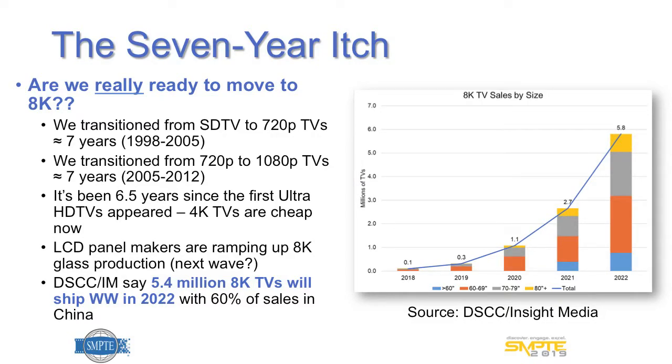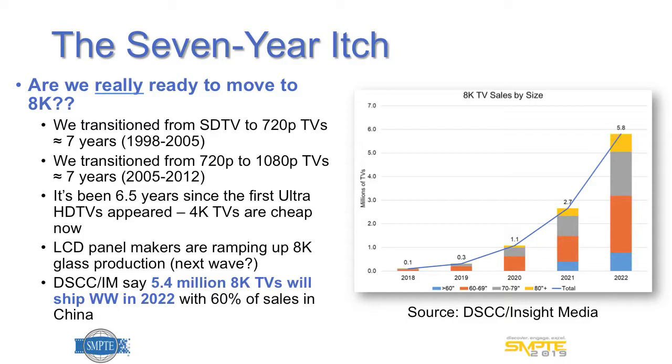Well, think about this for a minute. These are rough timelines. We transitioned from standard def TV to 720p resolution over roughly a 7-year period. Then over the next 7 years, we transitioned from 720p to what they call full HD, or 1080p. It's been 6.5 years since the first Ultra HD TVs appeared in 2012, and we all know they're dirt cheap now. So the LCD panel makers, and to a lesser extent OLED panel makers, are ramping up 8K production because there's no money left in making 4K televisions. And that's the next wave.